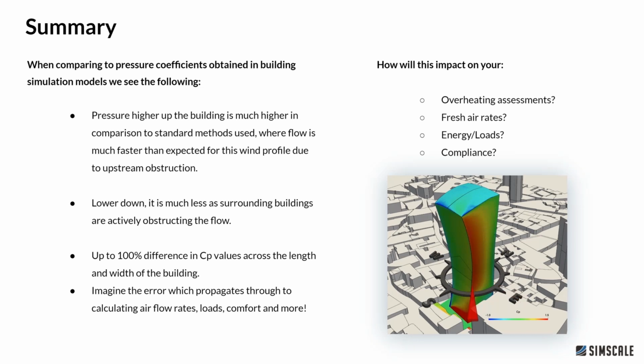The next point, lower down, it's much less as surrounding buildings are actively obstructing the flow. And this brings us up to turbulence. Lower down in the building, kind of ground floor and close by, there are a lot of buildings of similar height around that area. And it's not just the buildings, it's things like the streets, so urban canyons. And imagine the turbulence. You've got transport, traffic moving past. All of these things will have a major impact on the wind pressure field around your facade and building.